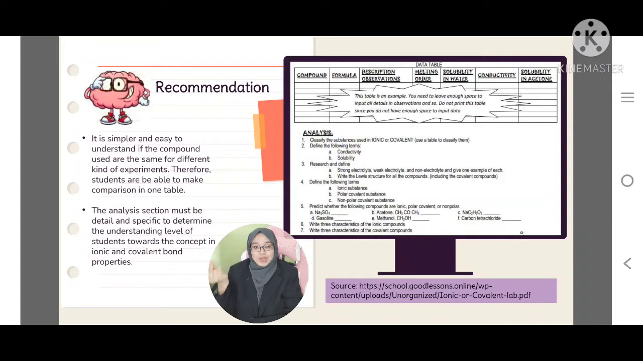So it is simpler for them to use as a reference later in future about the properties of the ionic and covalent compounds used in the experiment. Moreover, for the analysis in the discussion, a few questions should be added for them to think deeper and get a better understanding while doing their lab report. That's it. This is also from the IGCSE level syllabus of chemistry year 11.